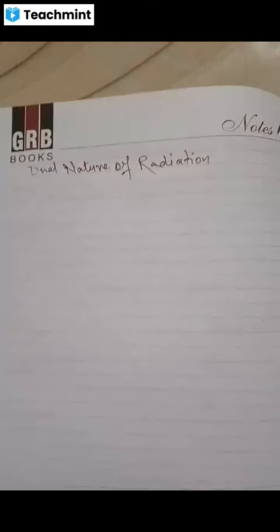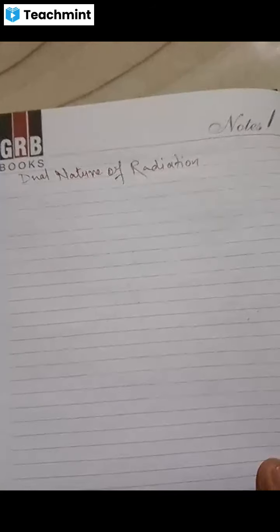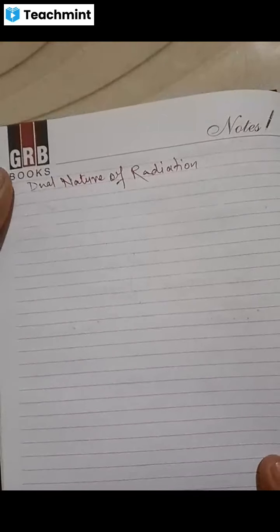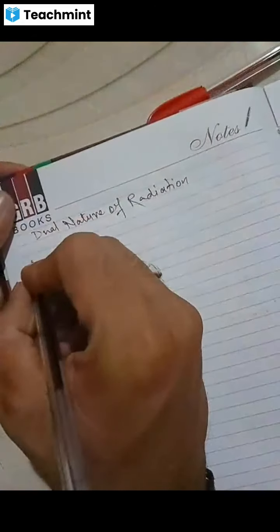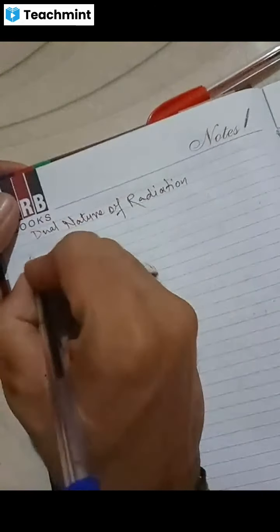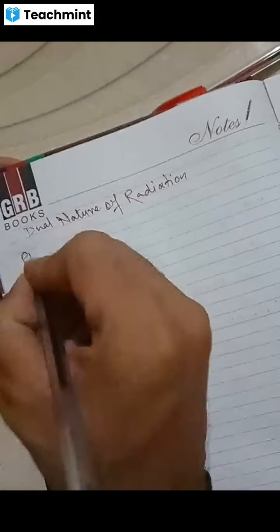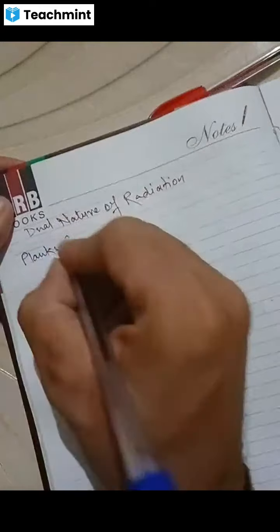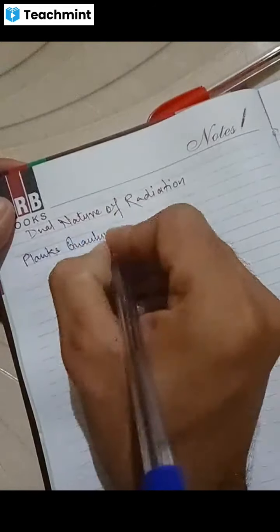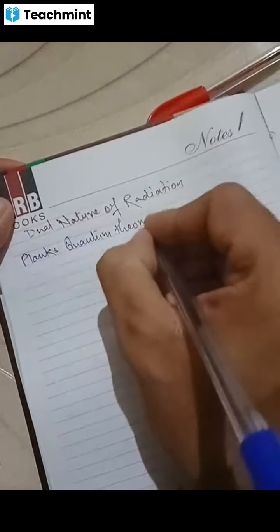So the topic which we will be studying today is dual nature of radiation, correct? And now what we're gonna do? Firstly, let's see what we studied in the previous context. We studied two different concepts. Number one is Planck's quantum theory. And another one is Einstein's theory.